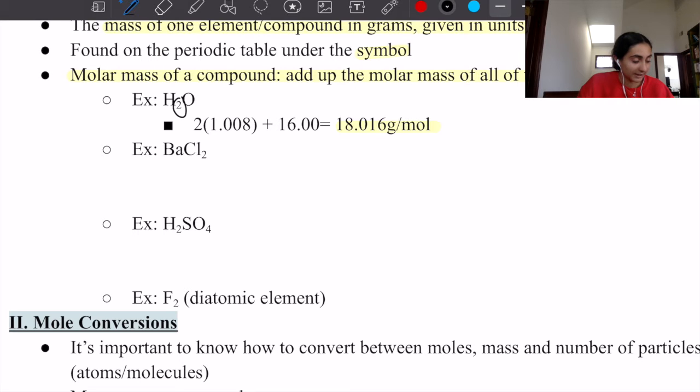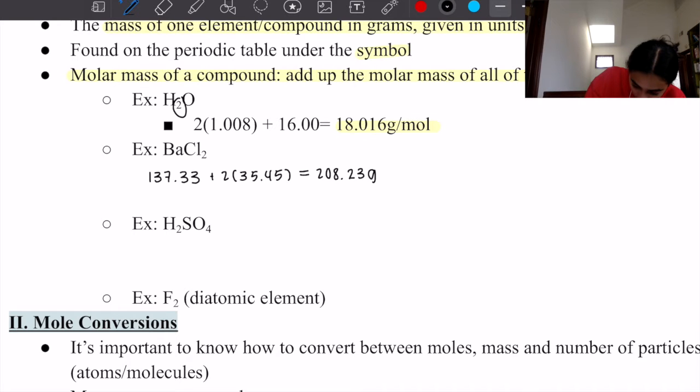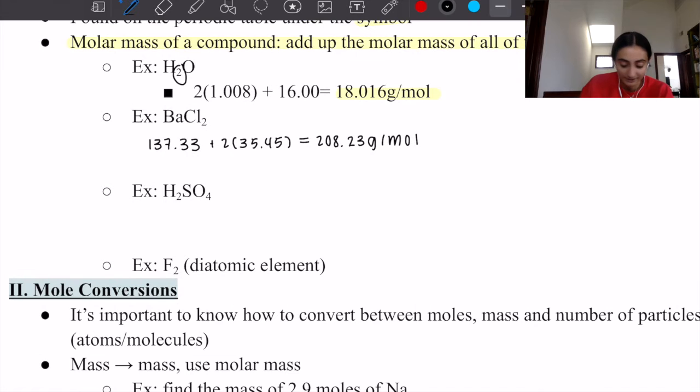Now let's try BaCl2. So I'm going to look for Ba on the periodic table. Underneath it is the molar mass. My periodic table has 137.33. Yours might be slightly different, but you're going to get pretty much the same molar mass. And then we have Cl. So if you look under chlorine, there's a molar mass of 35.45. And I'm going to multiply that by 2 because there are 2 chlorines in BaCl2. And then I'm going to add that together and get 208.23 grams per mole.